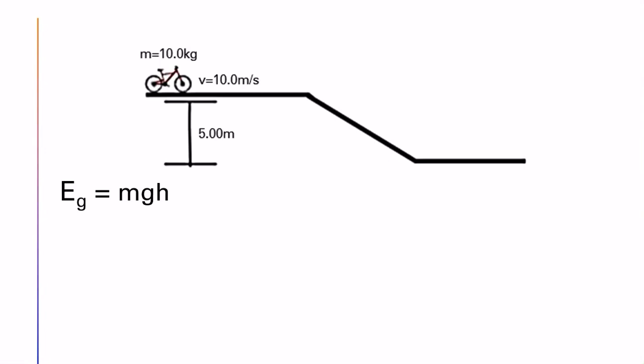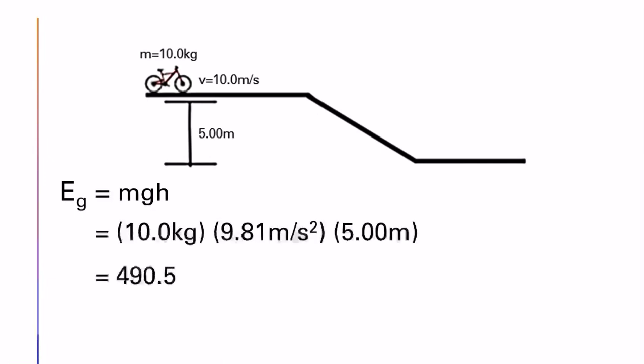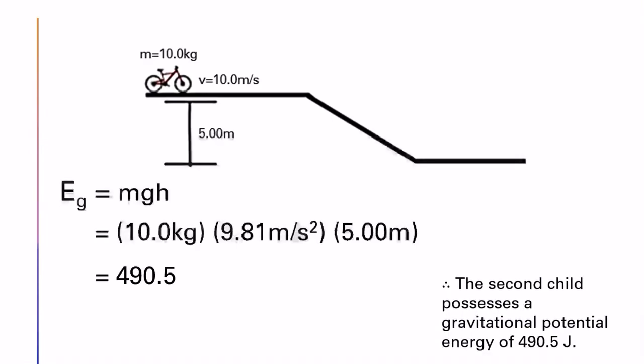For the second rider, since there is a height and a speed at the top, to find the total amount of energy, we have to find the Eg and Ek at the top. Tarj will be finding Ek, and I will be finding Eg. I started off with the formula Eg equals mgh. I subbed in 10 kilograms for the mass and 9.81 meters per second squared for gravity. I then subbed in 5 meters for the height compared to the bottom, and therefore the second child possesses a gravitational potential energy of 491 joules.